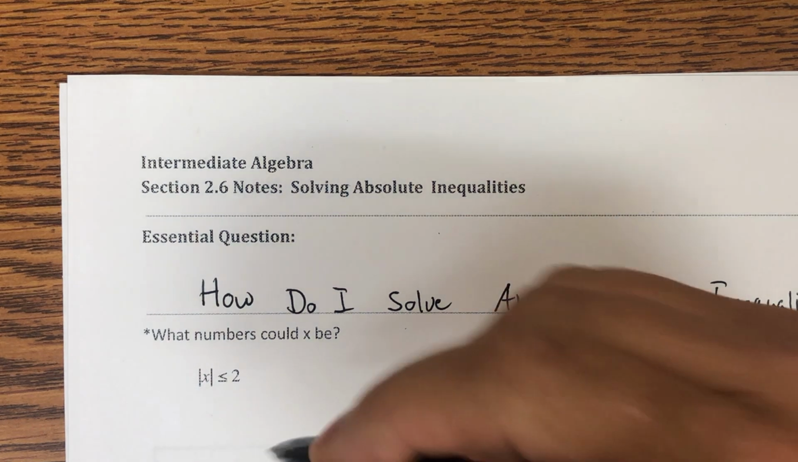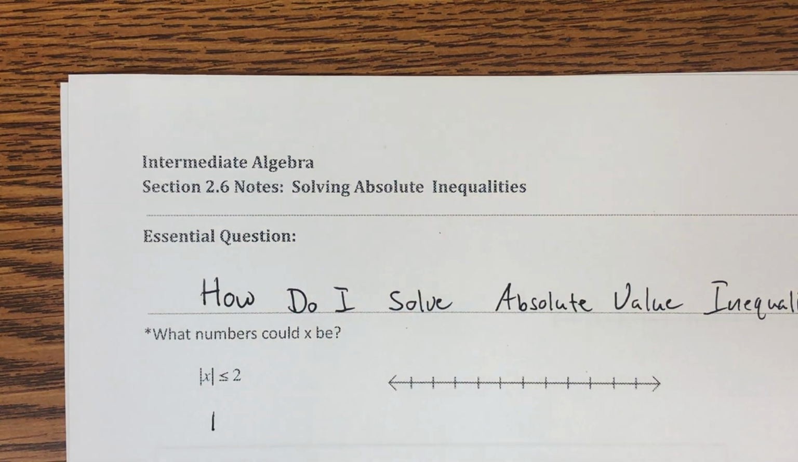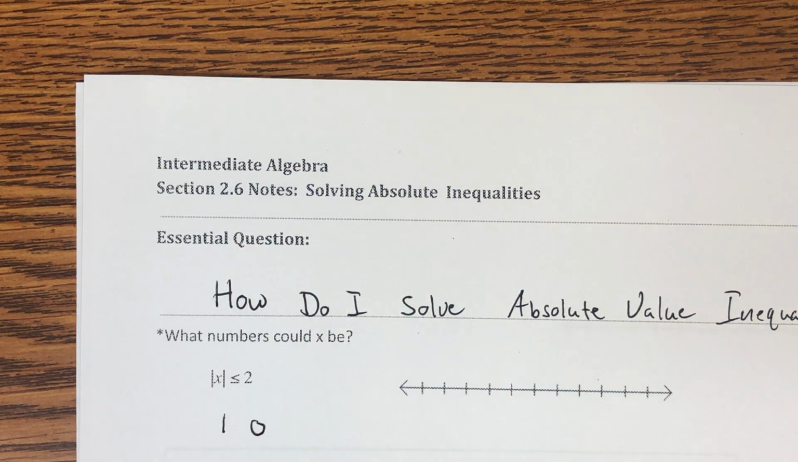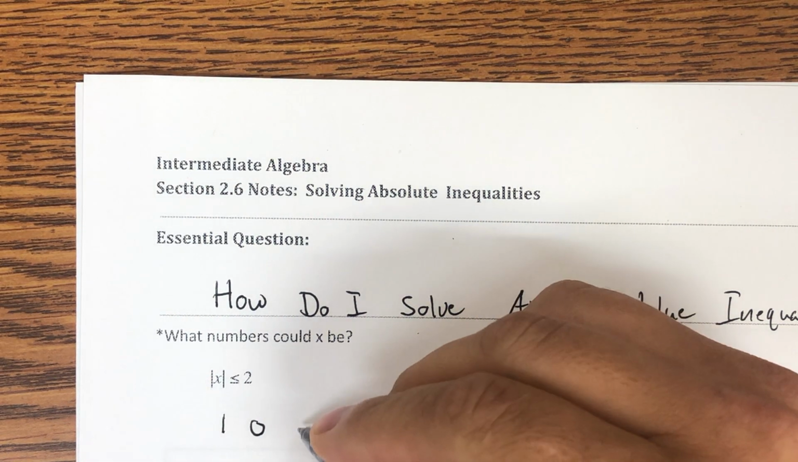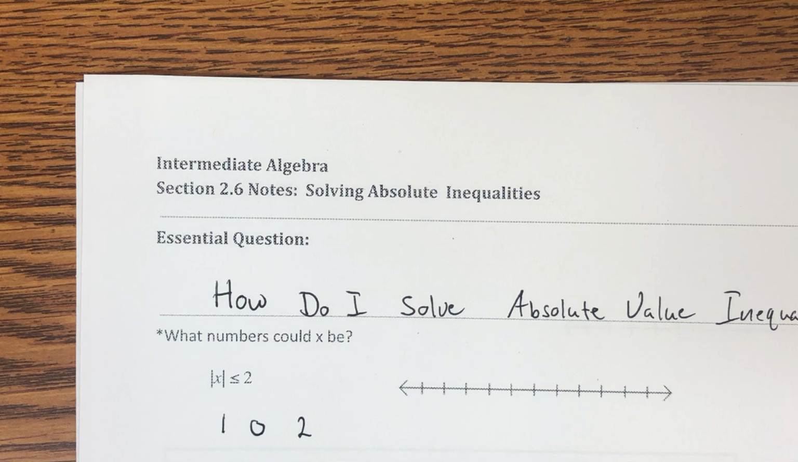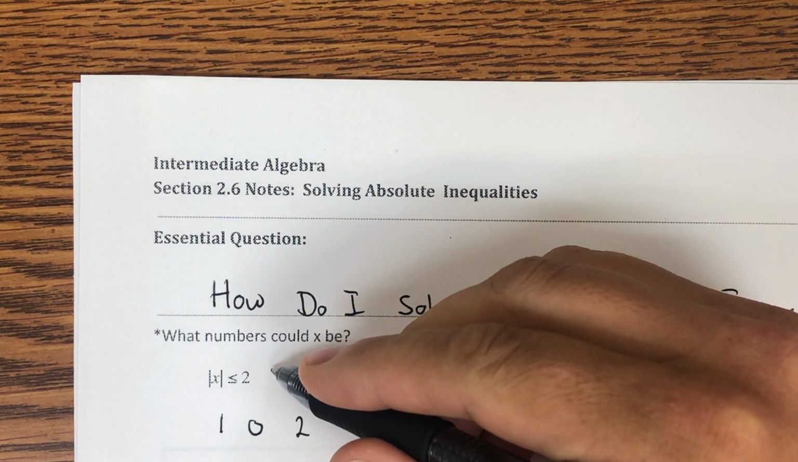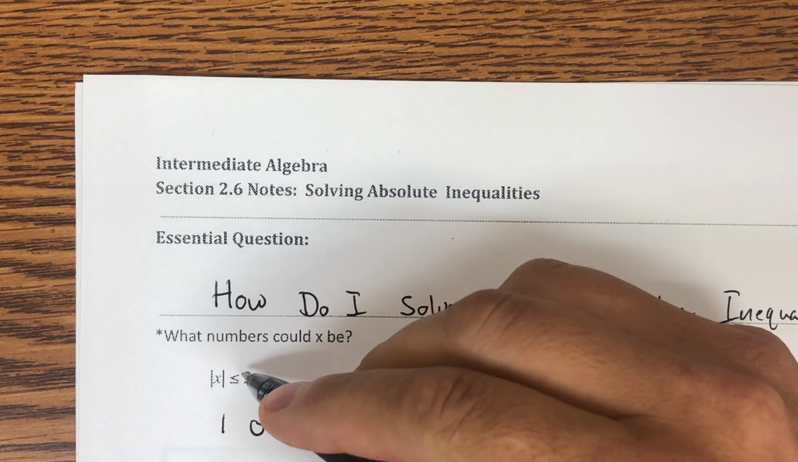I can think of one thing. I think 1 would work. 1 is less than 2. Another option could be 0. 2 is equal to 2. Are there some other things that would work? 3 would be too big because 3 is not less than 2.